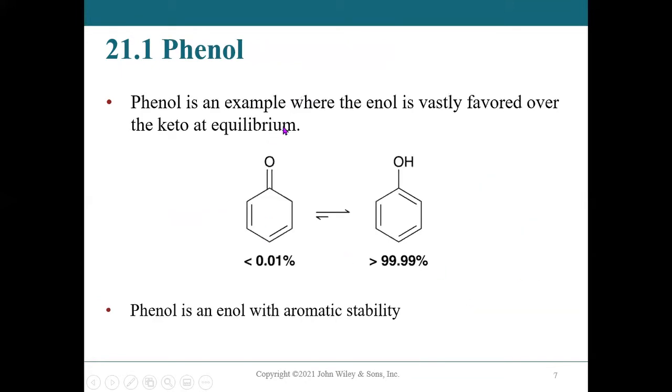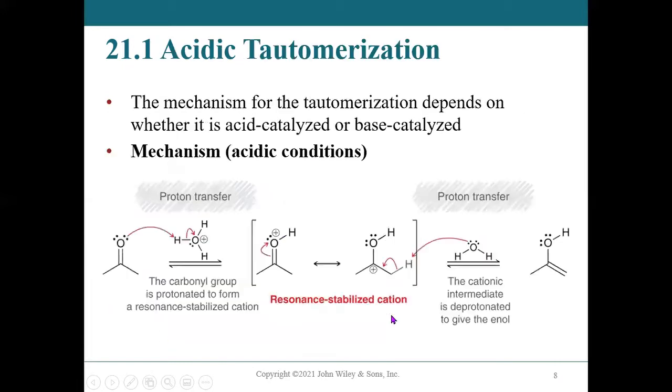Phenol is an example where the enol is vastly favored over the ketone at equilibrium. Again, you can see phenol is a type of enol because the hydroxyl group is connected to a carbon, and that carbon is in a double bond. Phenol is an enol with aromatic stability. The mechanism for the tautomerization depends on whether it is acid catalyzed or base catalyzed.